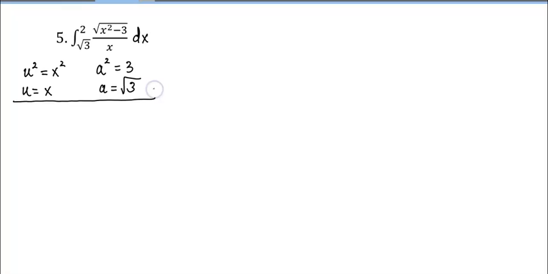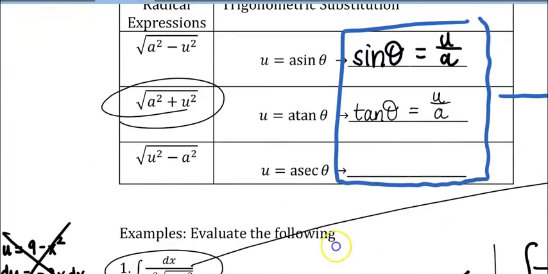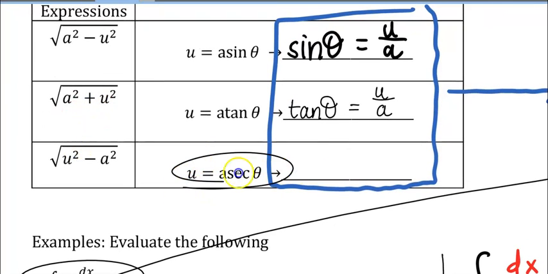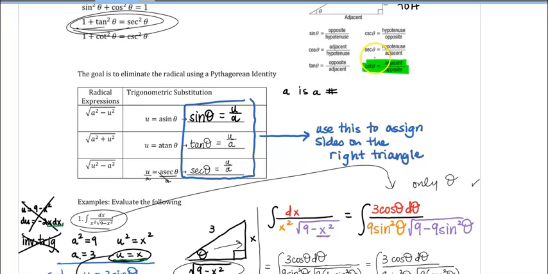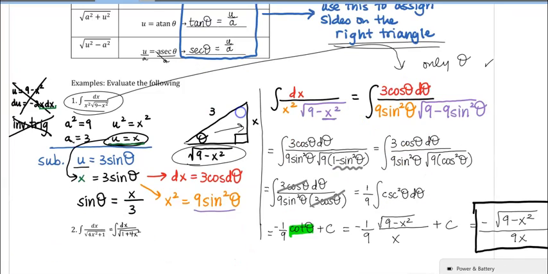Now, for the actual trig substitution that we're going to be using, let's go up to the table and see what we do when we have u squared minus a squared on the inside of the integral. We substitute in that u is equal to a secant theta, which of course would then mean that secant theta is equal to u over a. I just divided both sides of this by a. And then I can use secant being equal to u over a and the fact that secant is hypotenuse over adjacent to set up a right triangle.